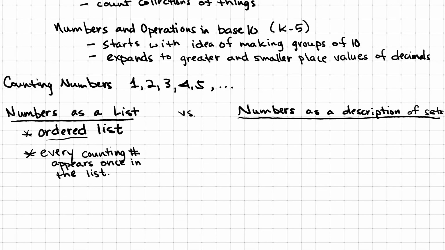The ordering of the list of counting numbers is important because of the second way of thinking about counting numbers. The second way to think about counting numbers is telling how many. In other words, a counting number describes how many things are in a set. The number of things in a set is called the cardinality of a set.